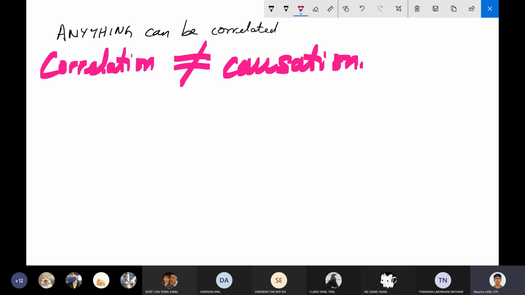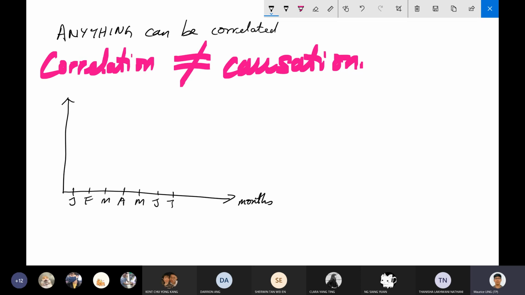This is the mistake that a lot of false news, fake news will tend to use. They say correlation is causation. Okay. So let me just give you a simple example, and this is a real life example. Let's say this is months. We have January, February, March, April, May, June, July, August, September, October, November, and December. Okay, and this is the frequency.